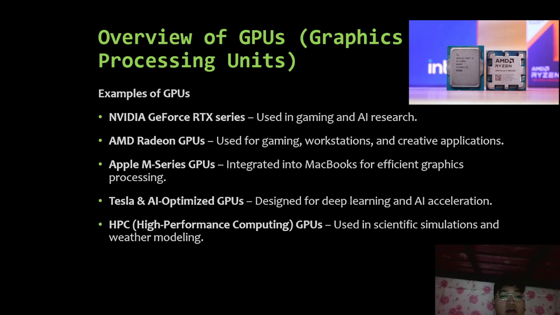HPC, high performance computing GPUs used in scientific simulations and weather modeling. Here po we have Intel Core i9 and AMD Ryzen 7.